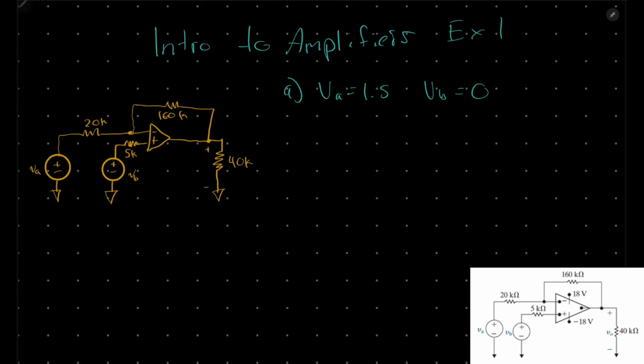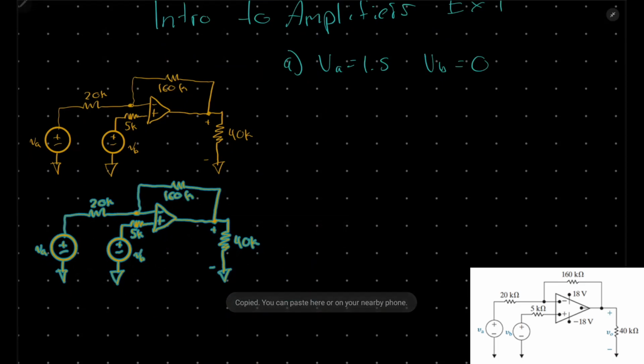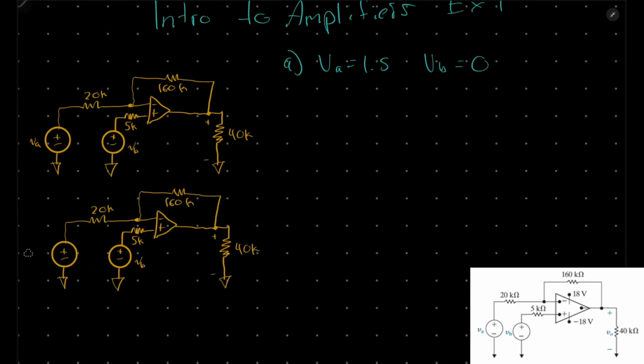Okay, so in this video, we're going to be going over this op amp circuit. And the first problem that we're going to do is this right here, where VA equals 1.5 and VB equals 0. I'm going to copy our circuit right here and paste it so that we can modify it. So VA is going to equal 1.5 volts, and VB is going to equal 0. So we can pretty much bring this straight to ground.